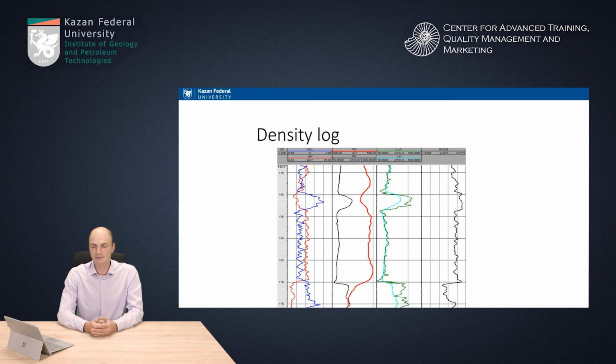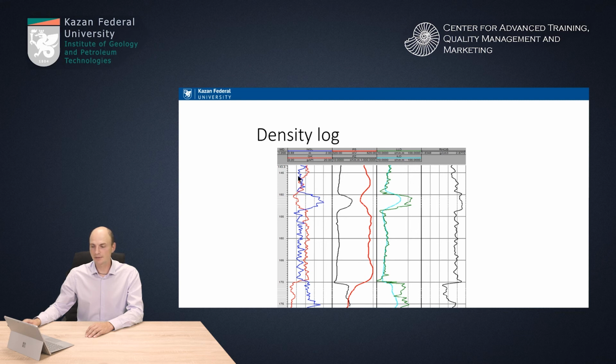So let's look at the example. The red line shows us the gamma ray log. On the second column, the red line shows us the SP log, and the black line shows us the apparent resistivity. On the third column, the green one shows us the lateral log deep, while the blue one shows us the induction log deep. And the final column shows us the Rhob log or the density log.